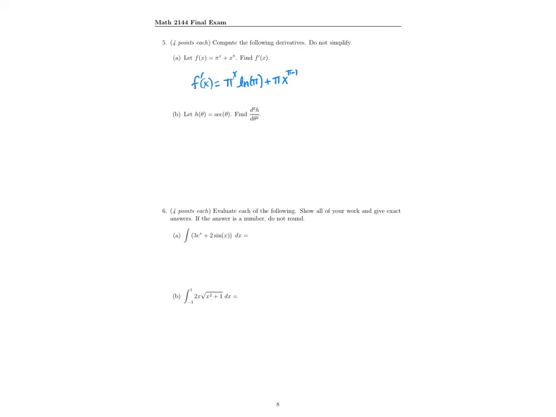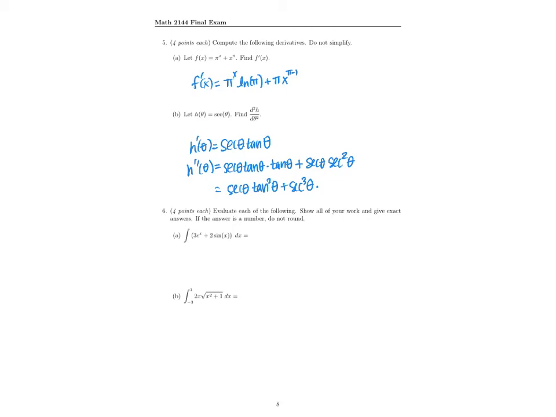If h of theta is equal to secant theta, I want to find the second derivative. So h prime of theta, the derivative of secant, is secant theta tangent theta. And h double prime, I'm going to use the product rule here to compute this. So the derivative of secant is secant theta tangent theta, and I'm going to multiply by just tangent theta, plus, then I'll leave the secant theta alone, and then the derivative of tangent theta is secant squared theta. So I'm going to get secant theta tangent squared theta plus secant cubed theta. So that's the second derivative.